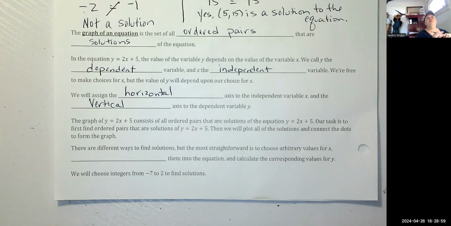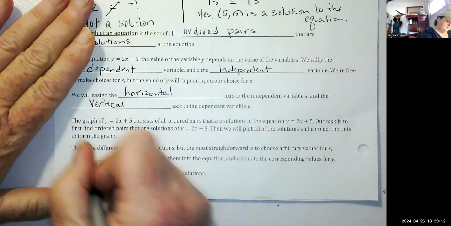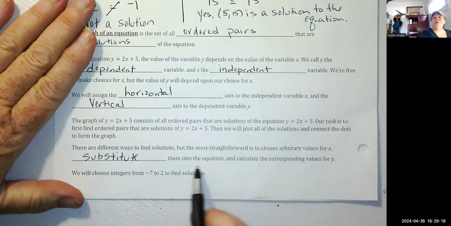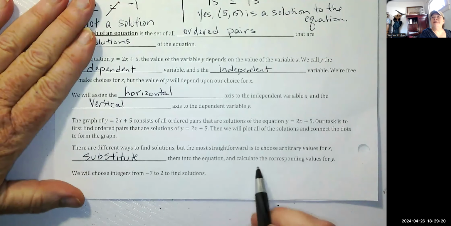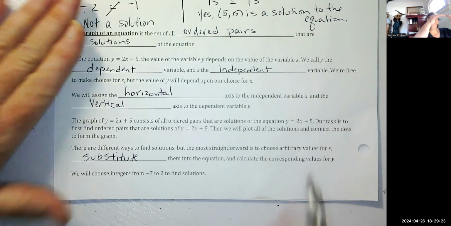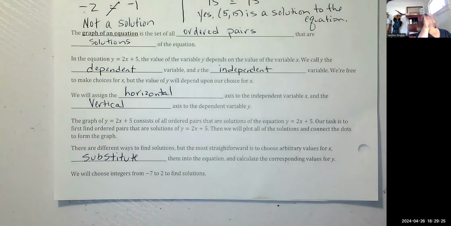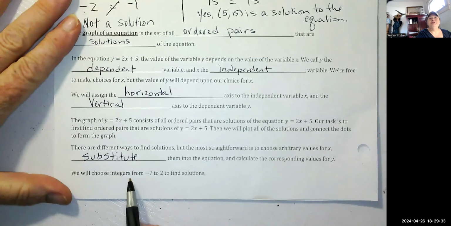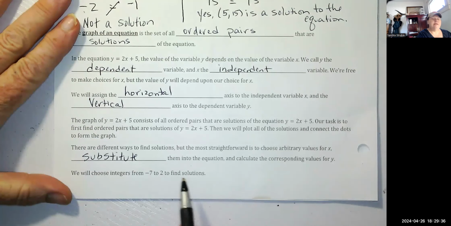All right. So I'll show you. It's a lot of words, but I'll show you. There's different ways to find these solutions. But the most straightforward is to choose arbitrary values for x. So we're going to substitute them into the equation, just like we did up there, and calculate the corresponding values for y. So instead of just bringing them down, we're bringing the y down, but we're solving everything on the right so we can see what y ends up being based on what x is. I'll show you. We will choose integers from -7 to 2 to find solutions.